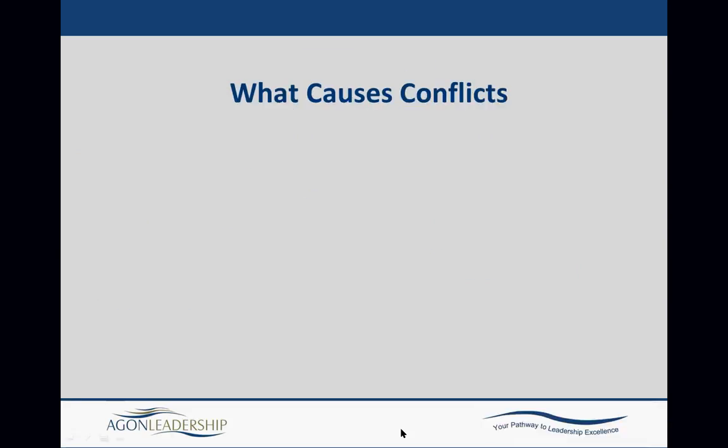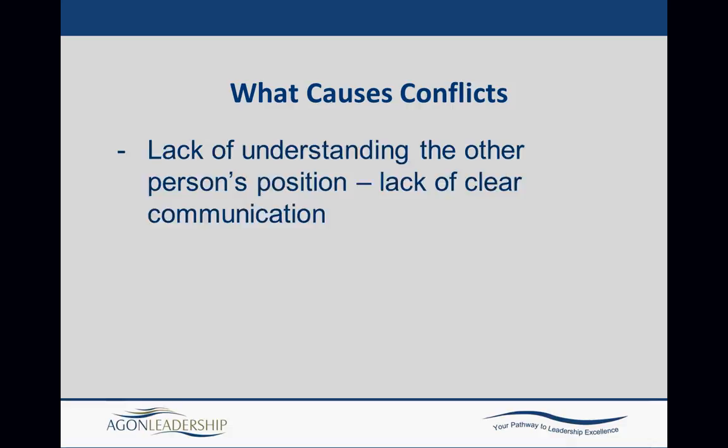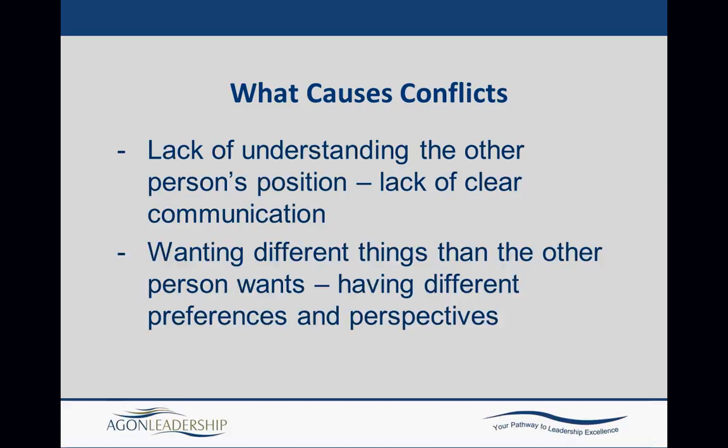First, let's consider briefly what causes conflict. Conflict can arise because we don't understand the other person's position. We have not had clear communication so that we understand where each other's coming from. And the other cause of conflict is when we want different things than the other person wants. We have different preferences and perspectives. So the first cause of conflict is that we're not getting messages back and forth effectively, so we don't understand where the other person is.